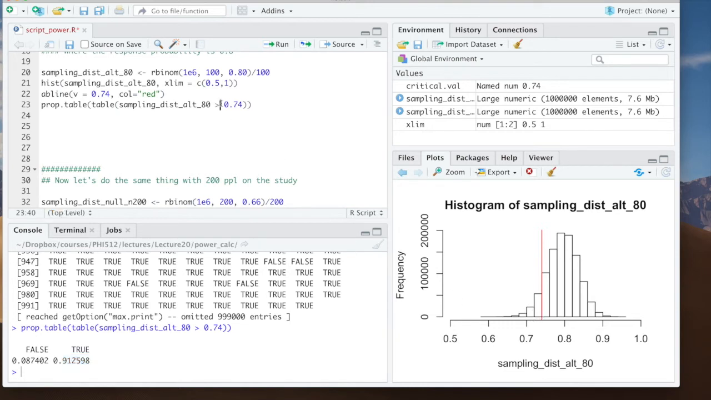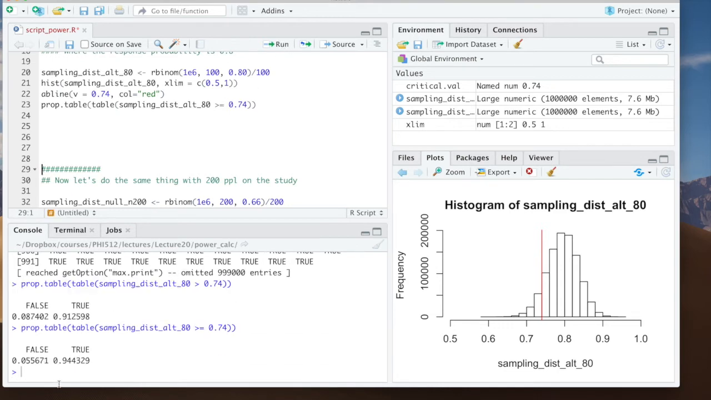And I realize greater than or equal to versus greater than, in this case, makes a big difference, right? If I use greater than or equal to, accidentally I get about 94% power, whereas if I just use greater than, I get about 91%. That's not a big deal, but I realized I should be using greater than, which will give a slightly different result than what we got in class.